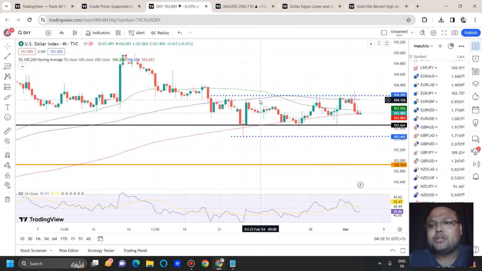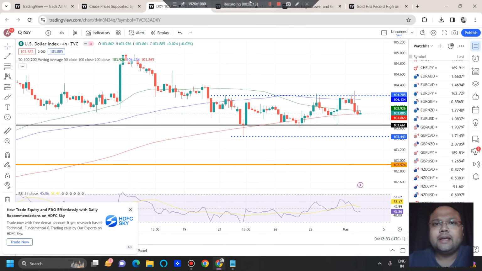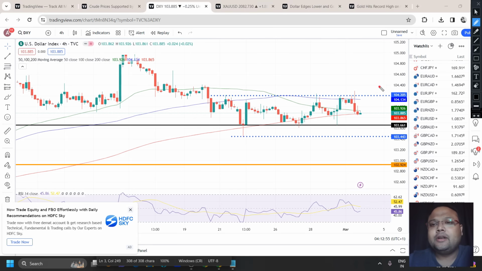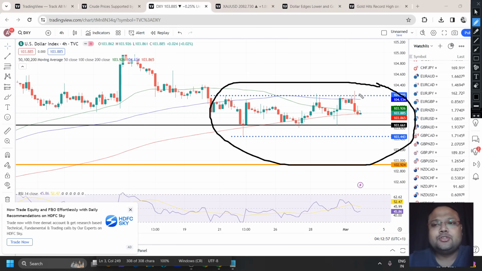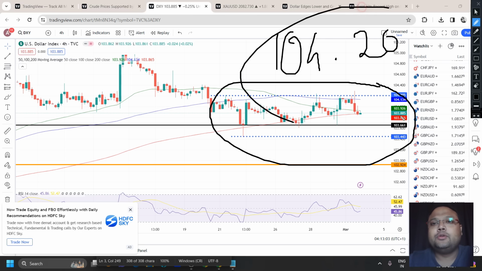And if we look at the chart of DXY, or US dollar index, you can clearly see that the dollar index is still inside the range. Dollar index tried to go higher, but it failed to cross the level of 104.20. It has been trying to break the resistance for quite some time, but it failed. And as long as the dollar index is inside the range, things will be more or less the same.